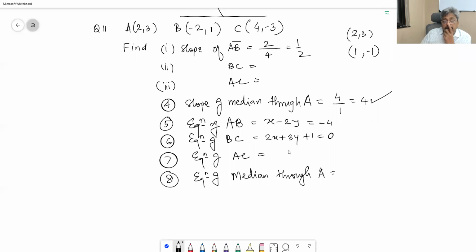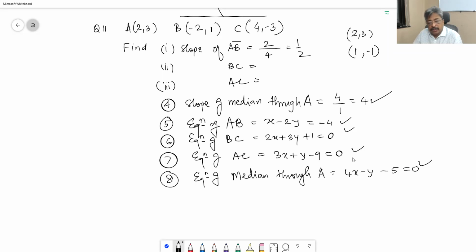AC: 3x plus y minus 9 equals 0. Median: 4x minus y minus 5 equals 0. Okay, do you all agree with these numbers, these equations? Yes, sir. Good, very good.